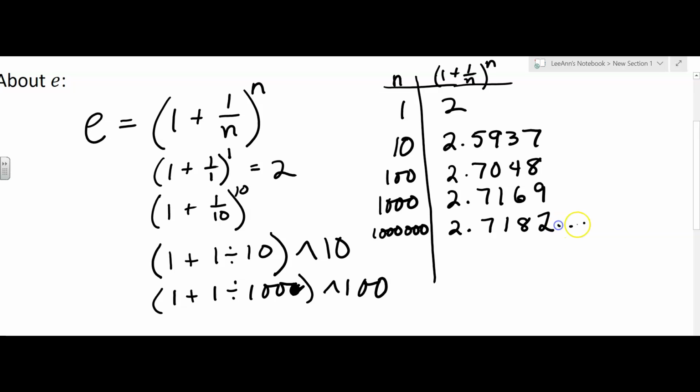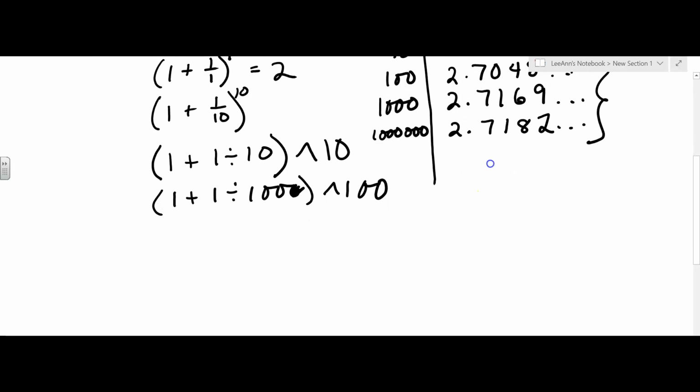It keeps going, right? All of these keep going. I don't think I rounded any of them. Okay, can you see how it's starting to get closer to the same value here? Okay, and that's what E does. We usually approximate E when we're doing it by hand. E is approximately 2.72.